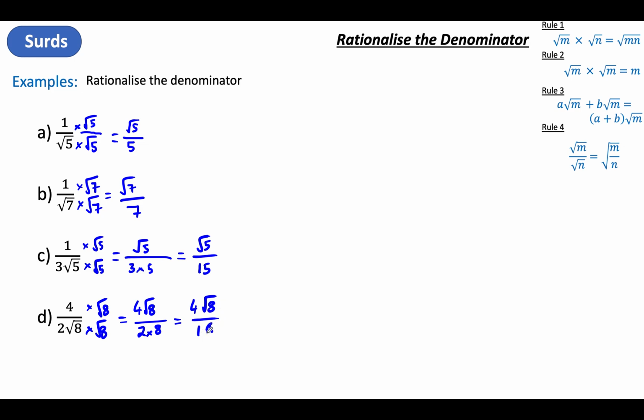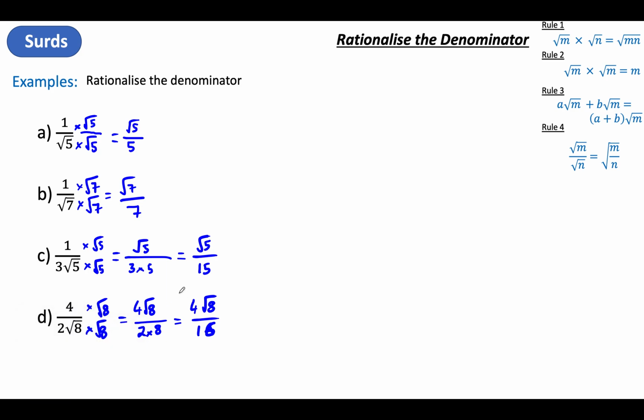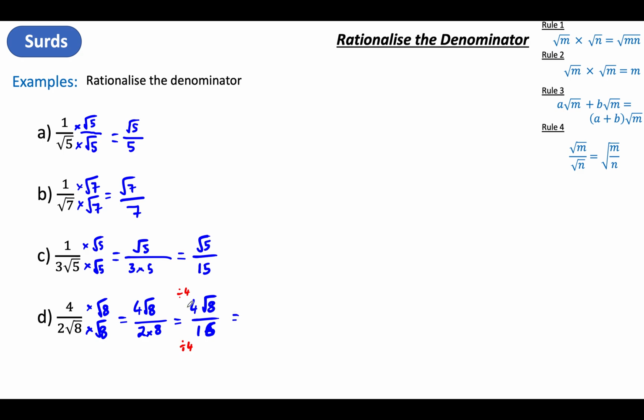Okay, well, firstly, some things can simplify here straight away, can't they? We can divide the top and the bottom. Let's get another pen colour out. Just ordinary fraction simplification here. Divide the top by 4. Divide the bottom by 4. And I will end up with 1 on top, so 1 lot of root 8. And 16 divided by 4 is 4.